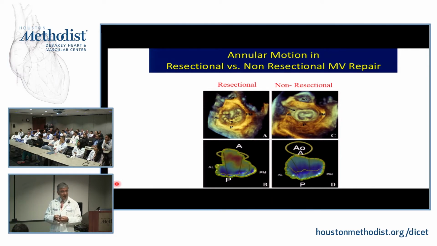So resectional means the modified Carpentier approach where you have a quadrangular resection. You take a part of the annulus and mitral valve out, then you suture it so you get it closer, and usually what happens is the posterior leaflet of the mitral valve gets frozen, does not function as well, as opposed to the non-resectional technique popularized by Dr. Lowry and others. That's what Dr. Lowry does most of the time, is preservation. Basically, the valve is not touched.